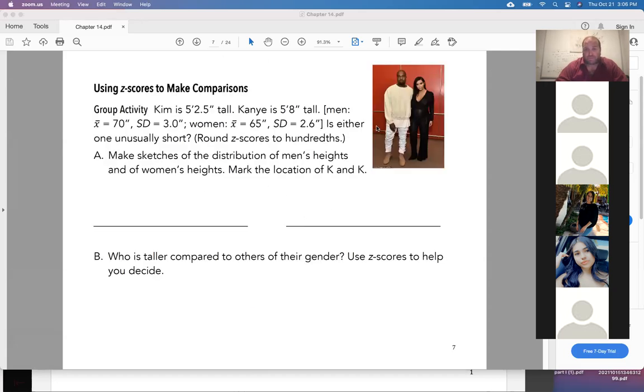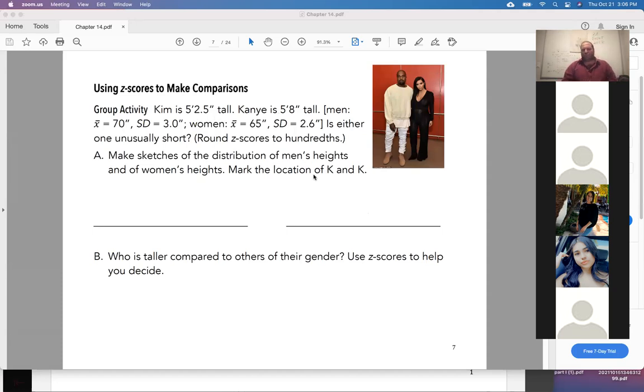So here's an example. You might have seen these people before. Trust me, this was not my choice to use them. But here we are. Kim Kardashian is 5 feet 2.5 inches tall, and Kanye is 5 foot 8 inches tall. Men have a mean of 70 inches with a deviation of 3 inches, and women have a mean of 65 inches with a deviation of 2.6 inches.